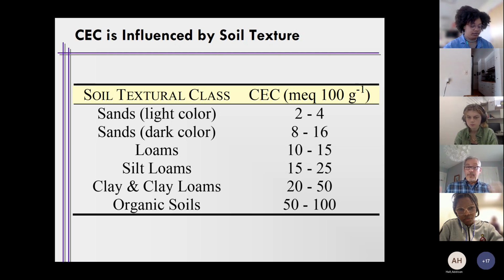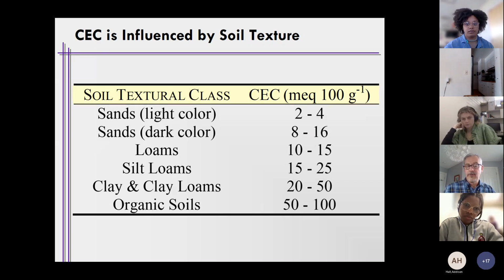So this is the puzzle I'm trying to teach you: you can derive CEC from a known soil texture, or you could probably go backwards. If somebody told you what the CEC of a soil was, and you went to a chart like this, or if you memorized this chart, you could probably guesstimate what the soil texture is. And you probably would be pretty close.